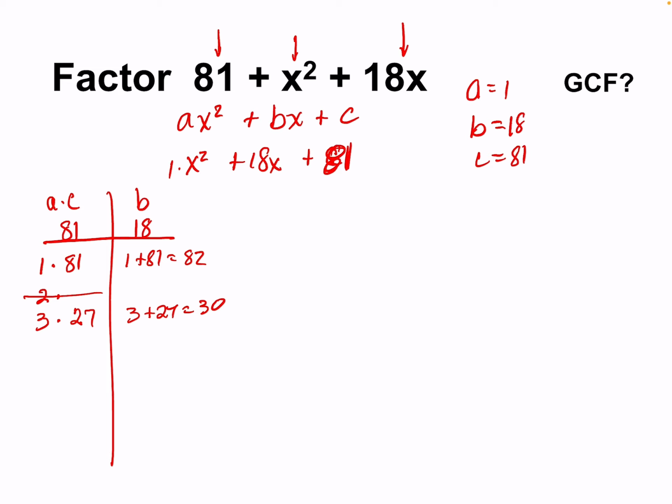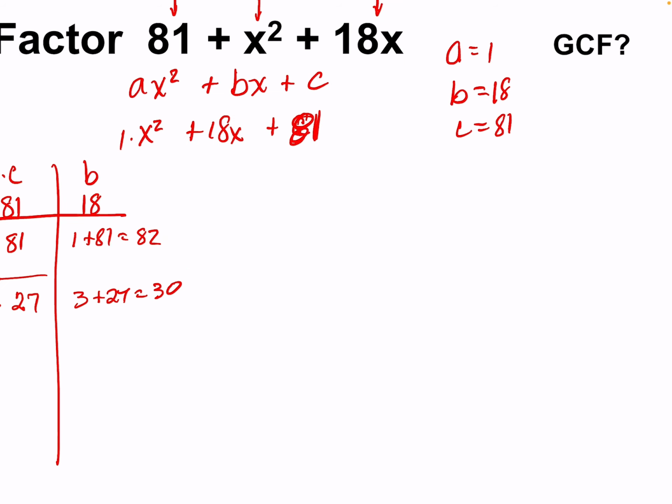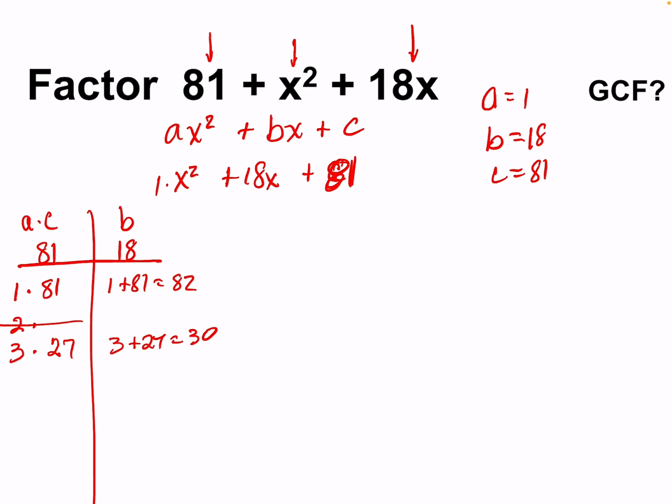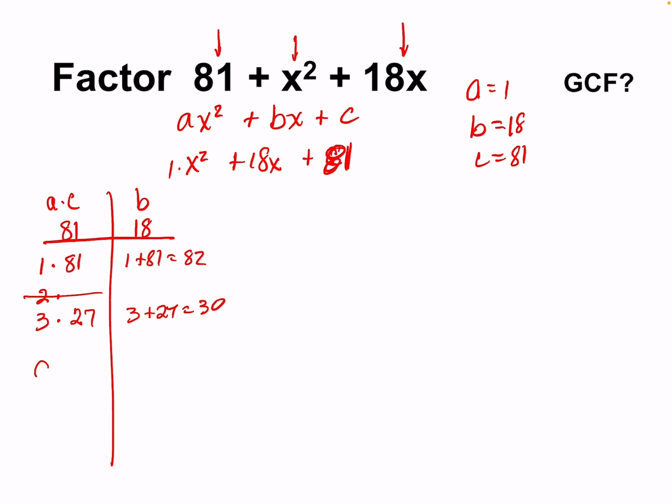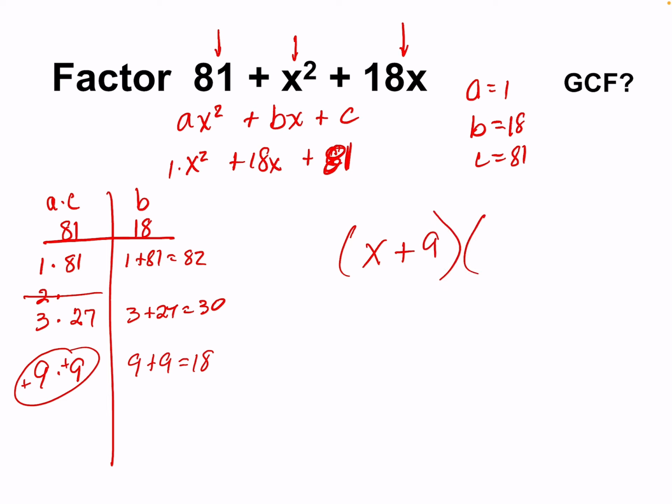All right. Let's see, is it divisible by 4, 5, 6, 7, 8, 9? Let's try 9. Yep. 9 times 9 gives me 81. And 9 plus 9 is 18. All right, those are the two numbers I want to use. X, and that's a positive 9, and that's a positive 9. So x plus 9 times the quantity x plus 9.